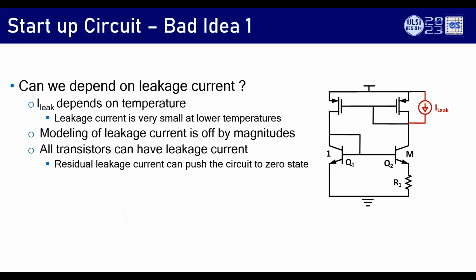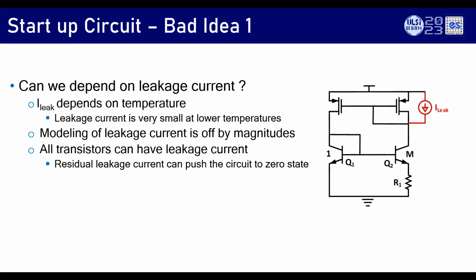Okay, the first argument is, hey, look, I want to design a startup. Why not I rely on the leakage? Because all transistors have leakages. Why can't I say that there'll be some small amount of leakage that will go into a particular node, which will make sure that it doesn't stay in the 0 state? Like in a VCO, VCOs rely on noise, right, to start up. Why not I do the same thing for the bandgap? It's a bad idea. The reason is, the leakage depends on temperature. Let's say your bandgap doesn't start at -40.